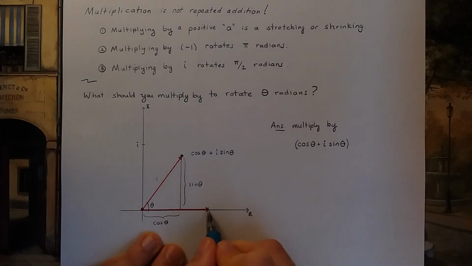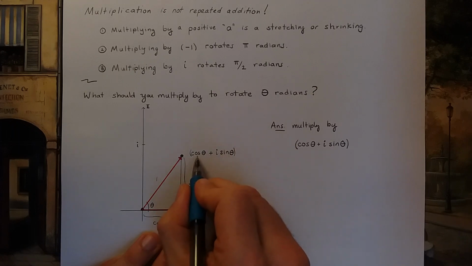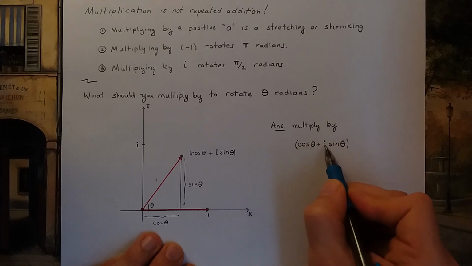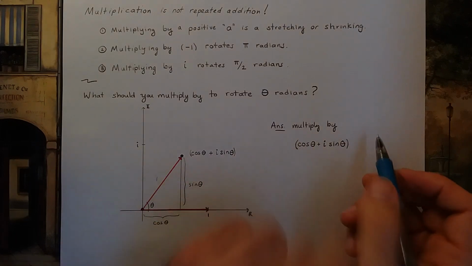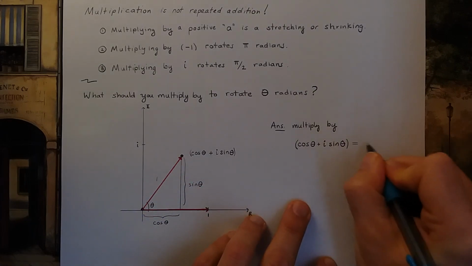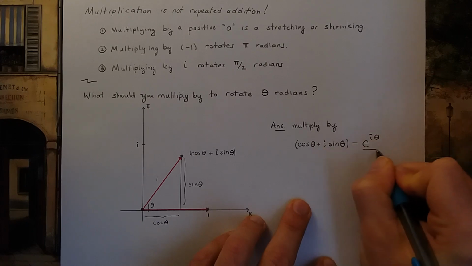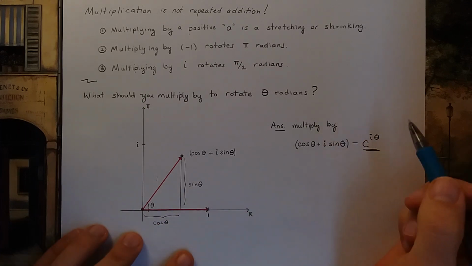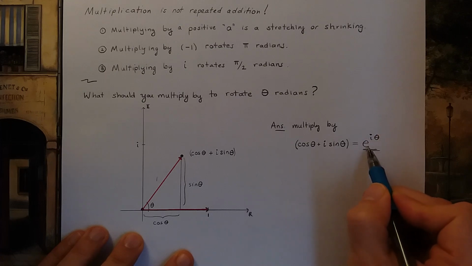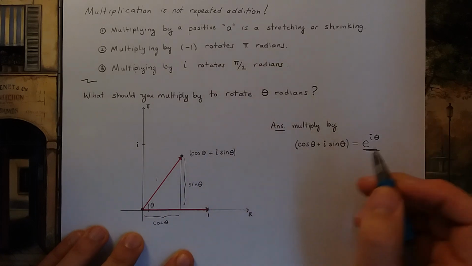Because if I start with 1, I want to land here. So the way to get this number is to multiply this number times 1. So that's my answer. I'm going to multiply by cosine theta plus i sine theta. However, you may recognize this using Euler's formula. This is the same as e to the i theta. So the surprising answer, if you multiply a number by e to the i theta, then you're actually rotating theta radians.